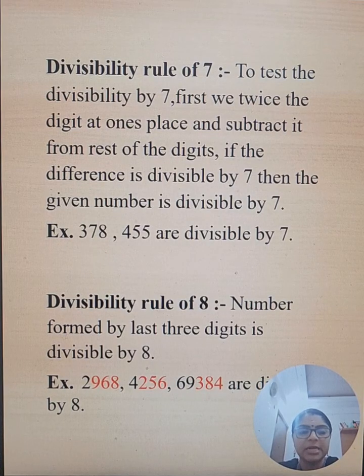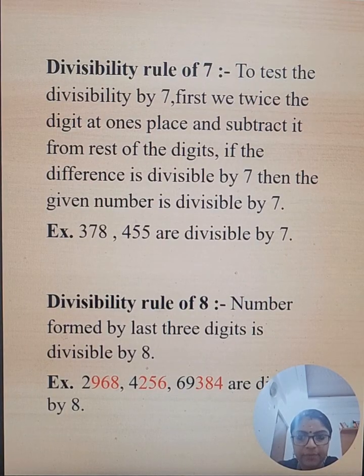For example, I can take the first one, 378. The number in the ones place is 8. You have to take twice 8, that is 8 plus 8 is 16, or 8 into 2 is 16. Then the rule says to subtract it from the rest of the digits. So leave the ones digit separate. The remaining digits in the given number are 37. Since you have already taken twice the ones place, 16, you have to subtract 16 from 37. So 37 minus 16, what is the number? You can check it. What is 37 minus 16?